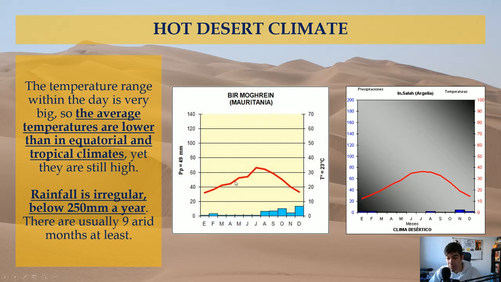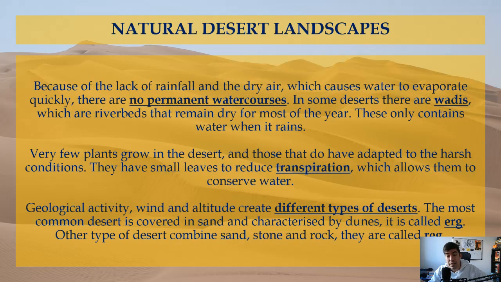And as you can see, we can also see a wide annual thermal range. Okay, when you see these high temperatures and very scarce rain, you are looking at a hot desert climate. The natural landscapes.